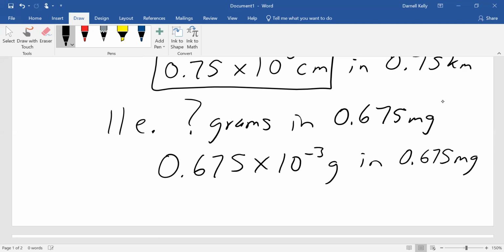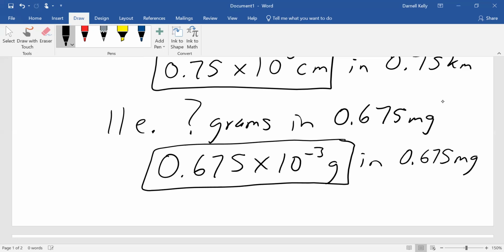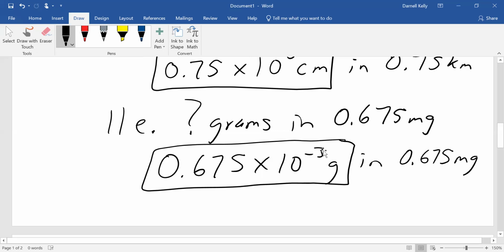In 0.675 milligrams. So that should, again, make some sense. It's going to take less of the larger object to make the smaller. It's going to be 10 to the minus power. Whereas it will be 0.675 times 10 to the positive 3 milligrams in 0.675 grams. So we just switch depending on the direction that we count.